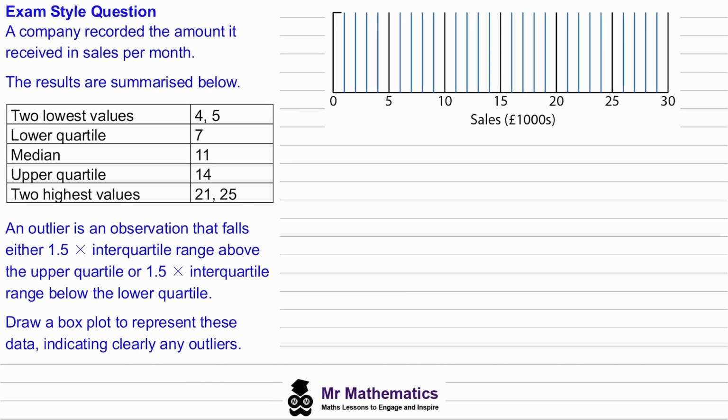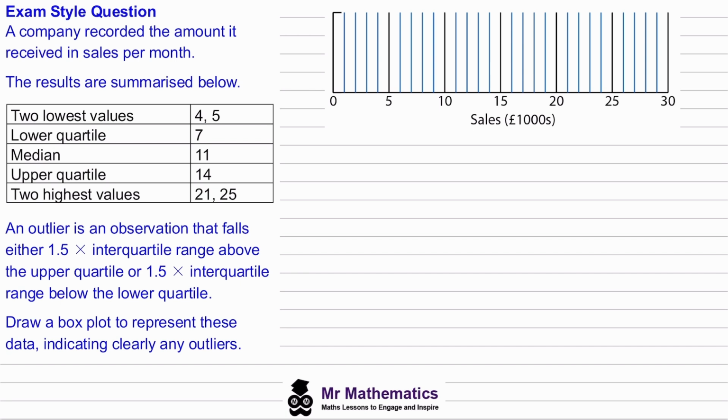Okay? Let's try the exam style question. So in our exam style question, we're told that a company recorded the amount it received in sales per month, and that the results are summarized in this table below. And we're given here the conditions for an outlier. We've been asked to draw a box plot and then to indicate any outliers. So perhaps you want to try this question yourself. You can pause the video, and when you come back, we'll go through a working solution.